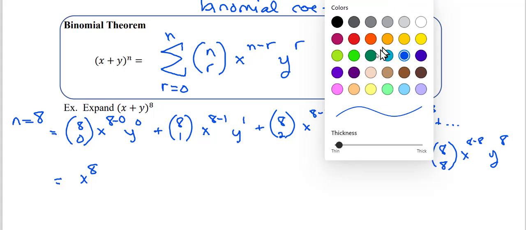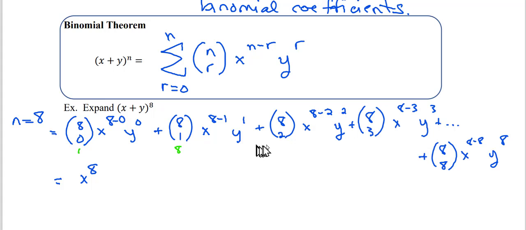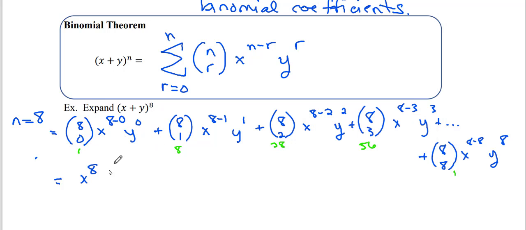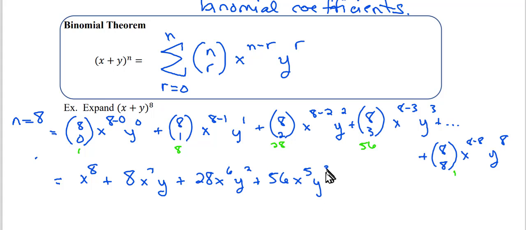Here, let me write those down before I forget them. 1, 8, 28, and 56 were the ones we got. This one's going to be 1, by the way. We could go check it, but 8 choose 8 is 1. So we have 1 times x to the 8th. y to the 0 is 1, so we don't need it. Plus 8, x to the 7th y. Plus 28, x to the 6th y squared. Plus 56, x to the 5th y cubed, and so on until we get 1 times x to the 0, which is 1, times y to the 8th.